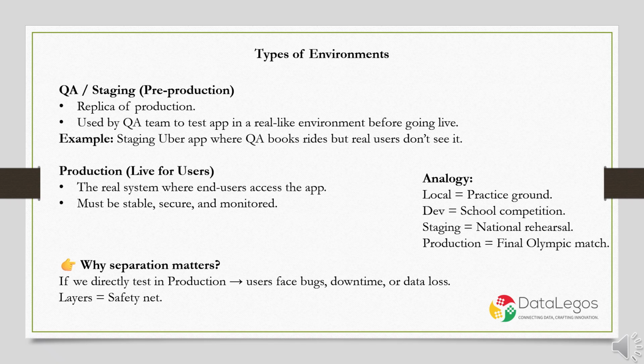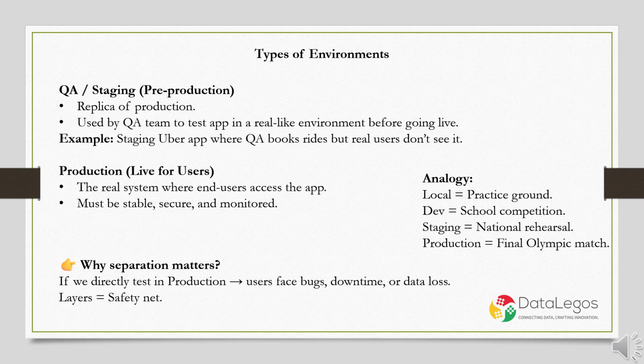QA/staging environment. Then comes QA or staging, also called the pre-production environment. This environment is almost a mirror copy of production, but it's only used by the QA team for testing. Imagine a staging version of the Uber app. The QA team can book rides, test payments, and verify flows, but real users don't see this version. It's the closest rehearsal before going live.